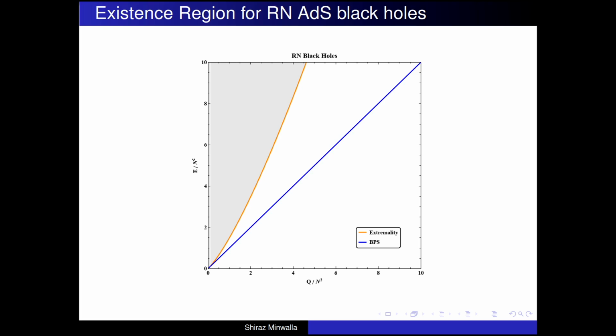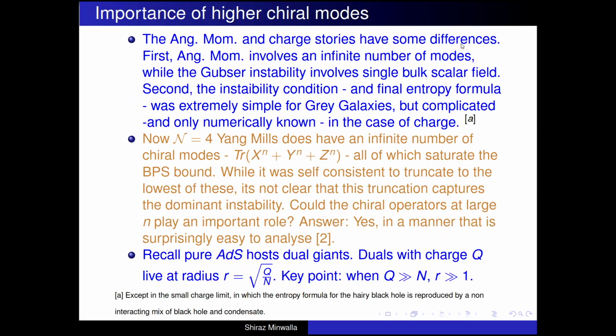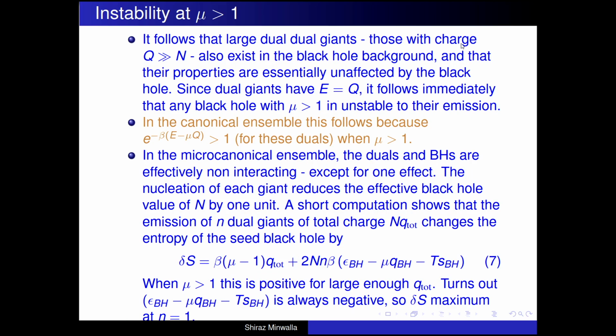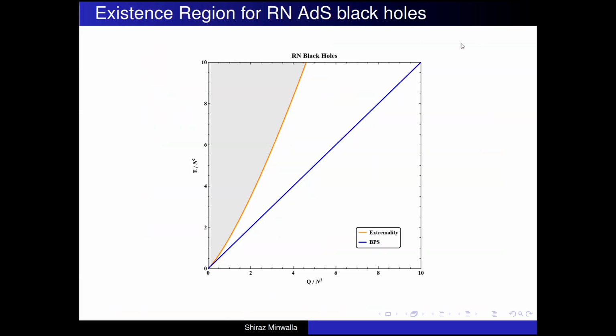Actually, this is just where black holes exist, and then there is another curve above that where they go unstable before they stop existing. Before extremality. Okay. So this phenomenon, as I said, was pointed out by Gubser.